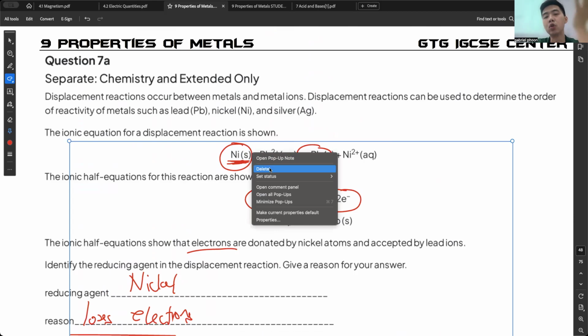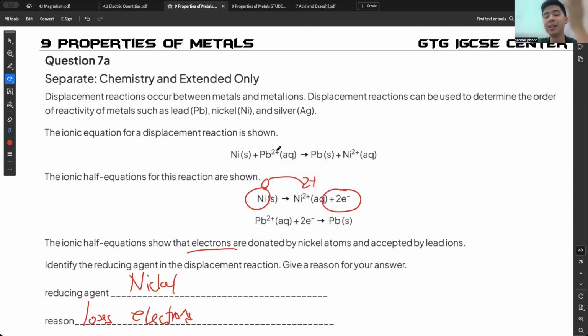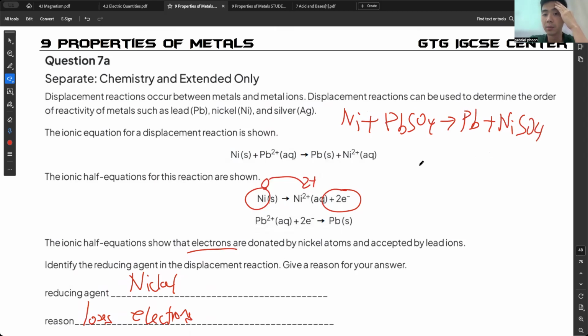Okay, so if I were to draw the full equation out, let's say this thing is Pb sulfate, so nickel plus Pb sulfate. Now it becomes Pb plus nickel sulfate, something like that. So now this thing literally stole the girlfriend away, which means this thing is more reactive than this thing, right? Makes sense.